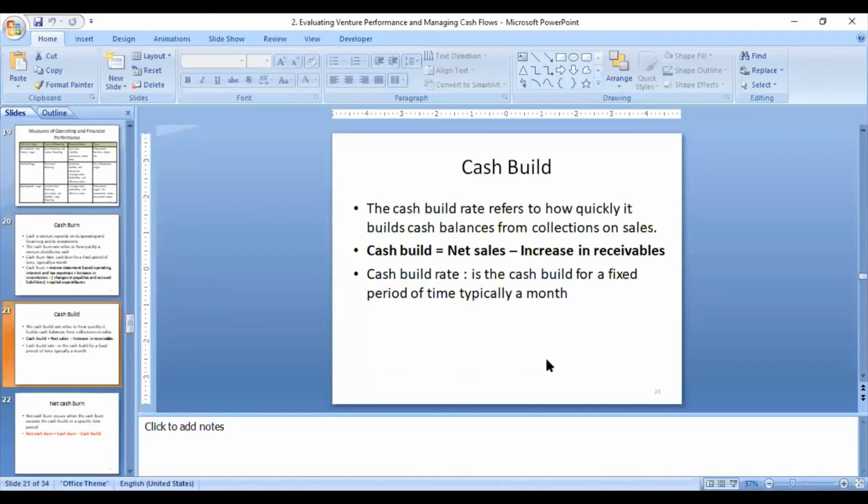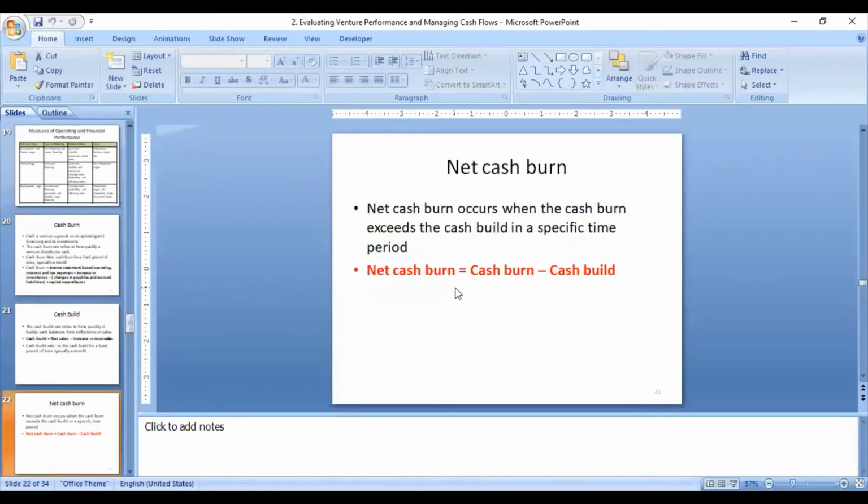Then cash build. When we say build, that refers to how quickly it builds cash balances from collection on sales. So cash build we can calculate with the formula: net sales minus increases in receivables. This we can also calculate as a rate, typically for a month. Cash build for a month we can calculate. So the difference between this cash burn and cash build, can it be positive or negative? That is the net cash burn.